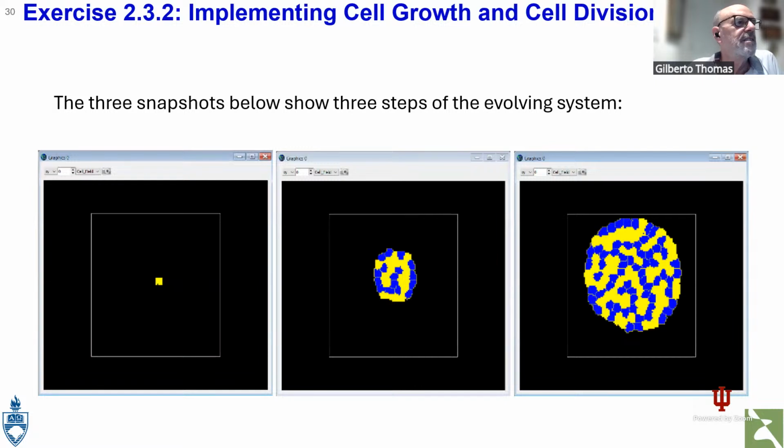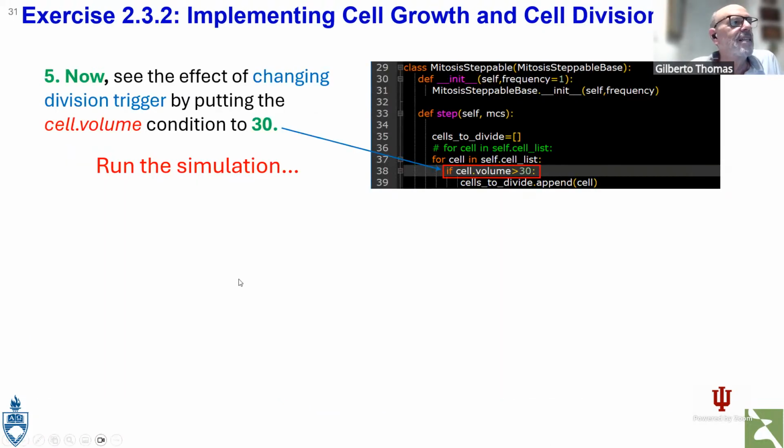You should have this. You start with the yellow cell. The yellow is, for me, the stem cells, and the blue is the TD cells. They start to grow, divide, and it goes this way. Now let's change the division trigger. Go to your steppable and lower the cell volume condition to 30 and run the simulation again.